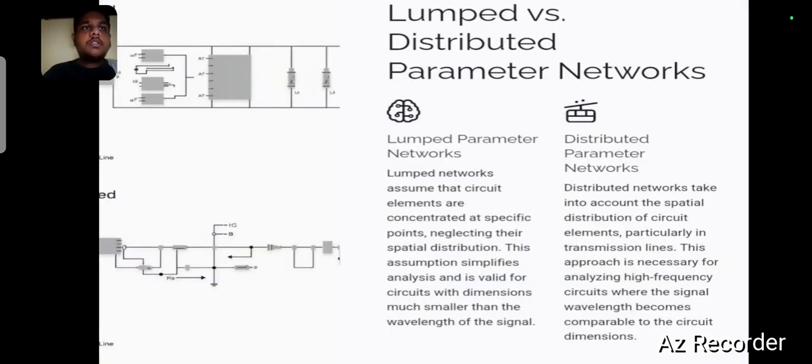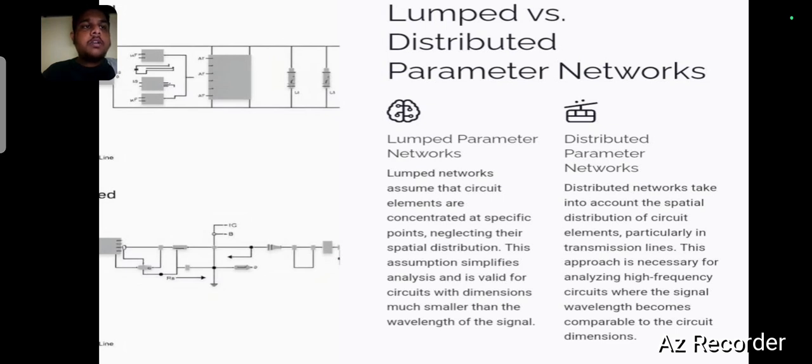Lumped versus distributed parameter networks. Lumped parameter networks. Lumped networks assume that circuit elements are concentrated at specific points, neglecting their spatial distribution. This assumption simplifies analysis and is valid for circuits with dimensions much smaller than the wavelength of the signal.